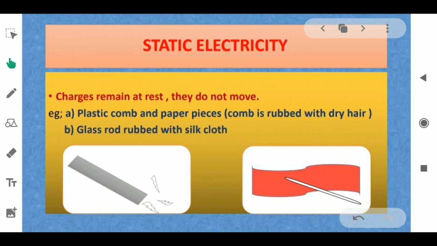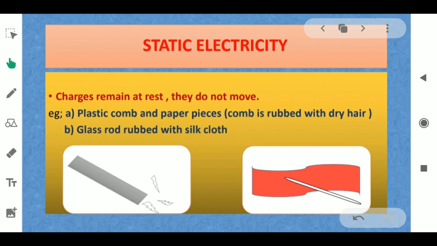Another example, the glass rod rubbed with silk cloth. Here a silk cloth is there, and you are rubbing the silk cloth with a glass rod. A glass rod is a pencil-like glass structure that you use in the laboratory. If you rub it with this silk cloth, there again static electricity plays an important role. In all these cases, static electricity plays a very important role. And the speciality is that in the case of static electricity, there is no movement of charge. That is why it is called static. Static means stationary. Static electricity.